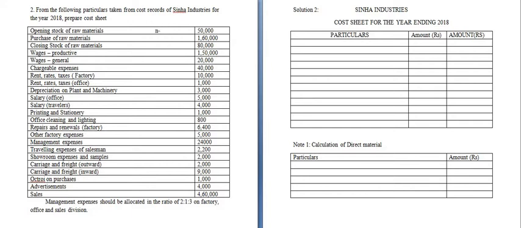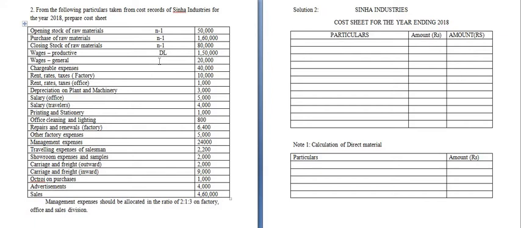Note 1. Now next, purchases of raw materials. Purchases of raw materials is also taken in note 1. Closing stock of raw materials is again taken in note number 1. Now wages productive. Wages productive means it is direct labor, or direct wages.